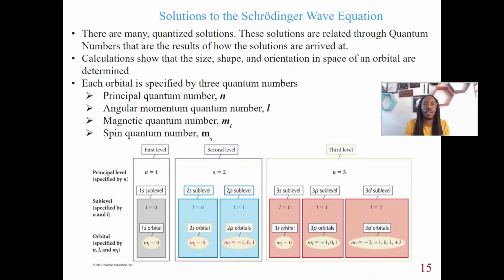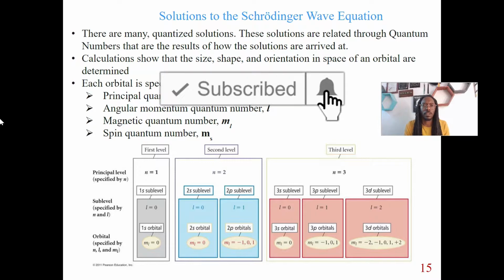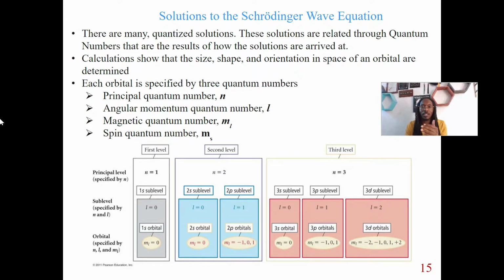Today we're going to talk about the solutions to Schrodinger's wave equation. We call these answers quantum numbers. These are the quantized solutions to that wave equation. These quantum numbers are going to tell us the size, the shape, and the orientation of that orbital.